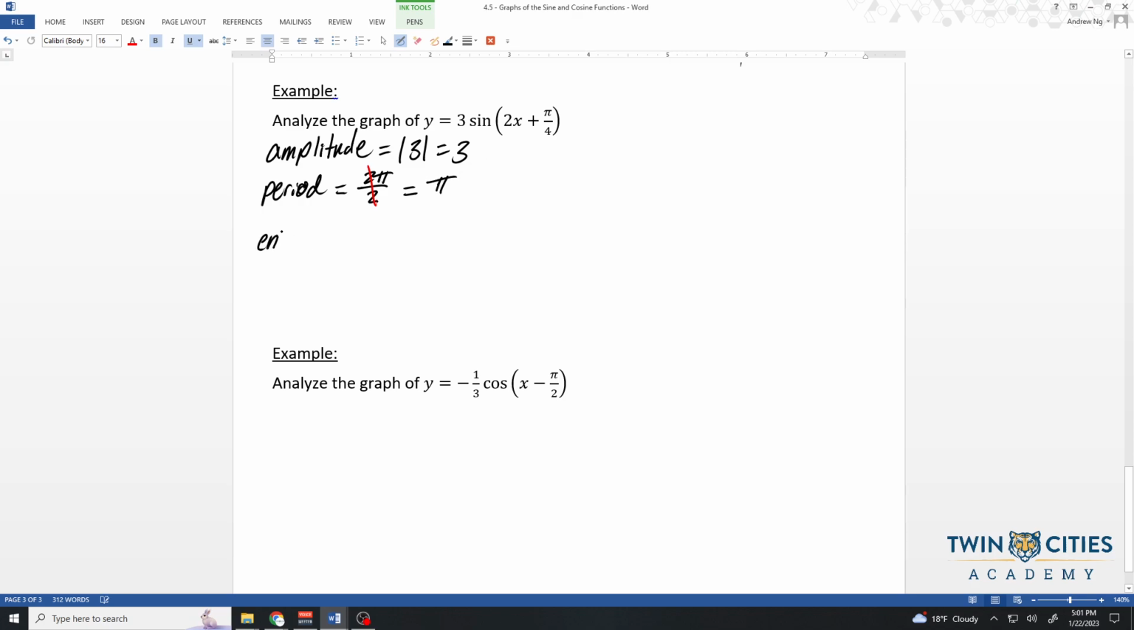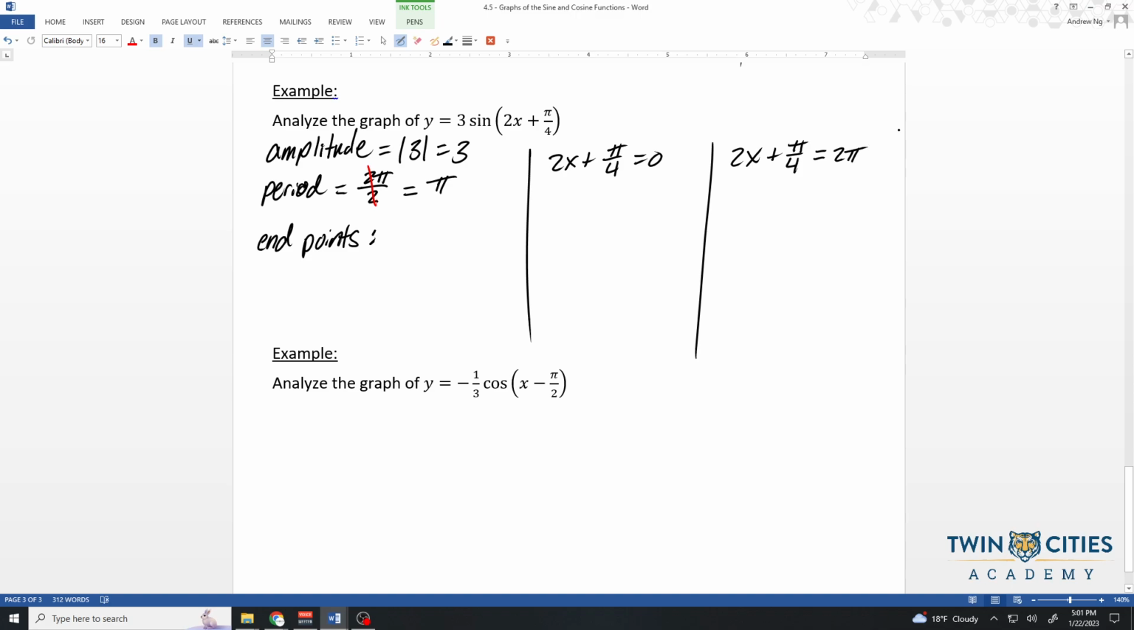And my endpoints, to get that, I'm going to say what's inside here, 2x plus pi over 4, set this equal to 0. And 2x plus pi over 4, set that equal to 2 pi. And solve. So let's first begin by subtracting pi over 4 from both sides.